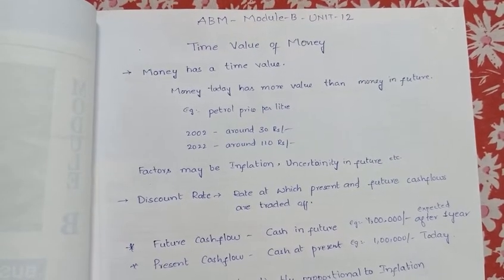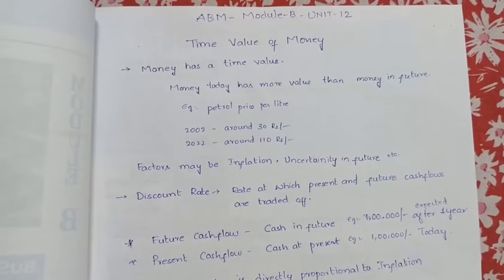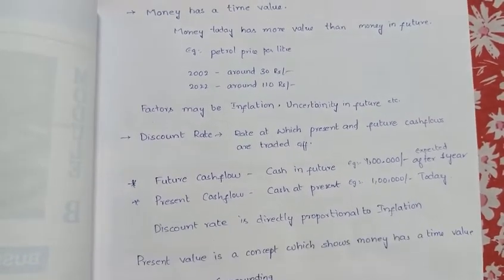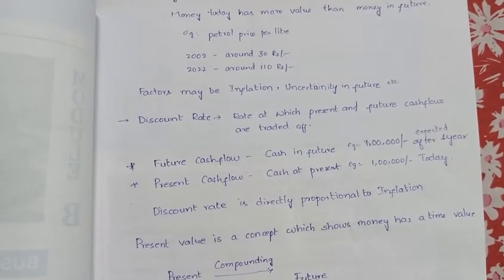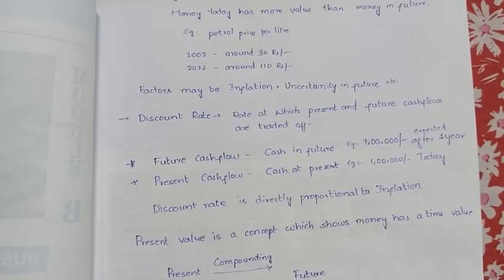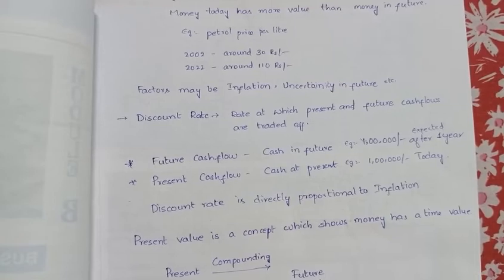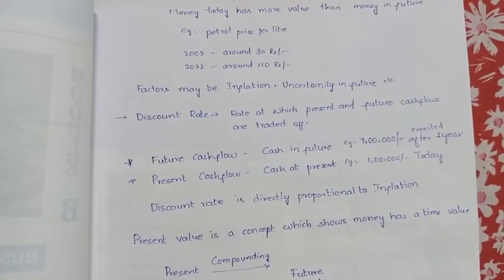Discount rate is nothing but the rate at which present and future cash flows are traded off. Here future cash flow means cash flow which is going to occur in future. For example, if some amount of money is expected after 1 year, it is a future cash flow. If it is going to happen now at current day, it is called present cash flow.